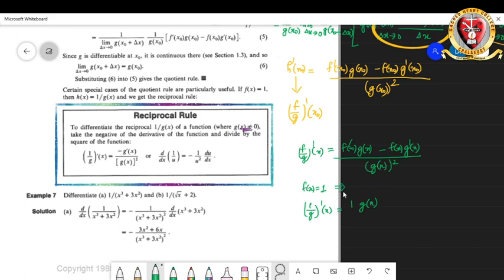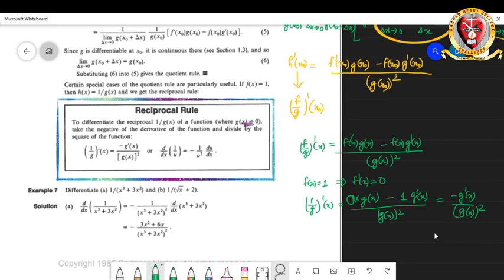So constant functions will have the derivatives to be 0, so this will be 0 into g of x minus f of x, which is 1, g dash of x you write it the same, the whole divided by g of x the whole square. So that is nothing but minus g dash of x divided by g of x the whole square. So this also you have to keep in mind. This is also a very important rule.